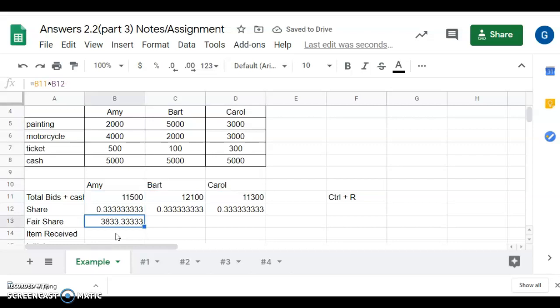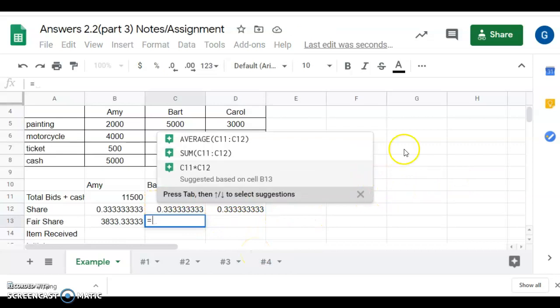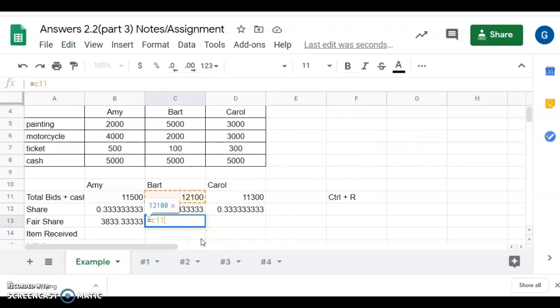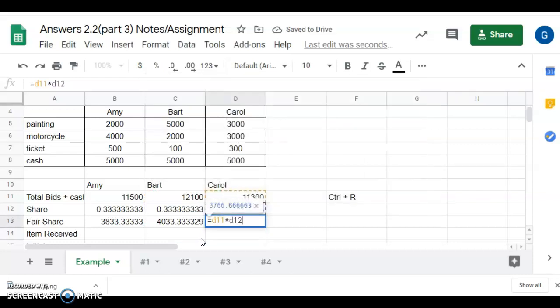Okay, now these numbers don't look like money right now. We'll change it to money here at the end, but just leave it like that for now. And again, if you want to get Bart's and Carol's, since we're doing the same thing, we can go Control R to get their fair share. If you don't want to do that, you don't need to. You can just push equals C11 times C12. And then equals D11 times D12. All right, so we have their fair share.